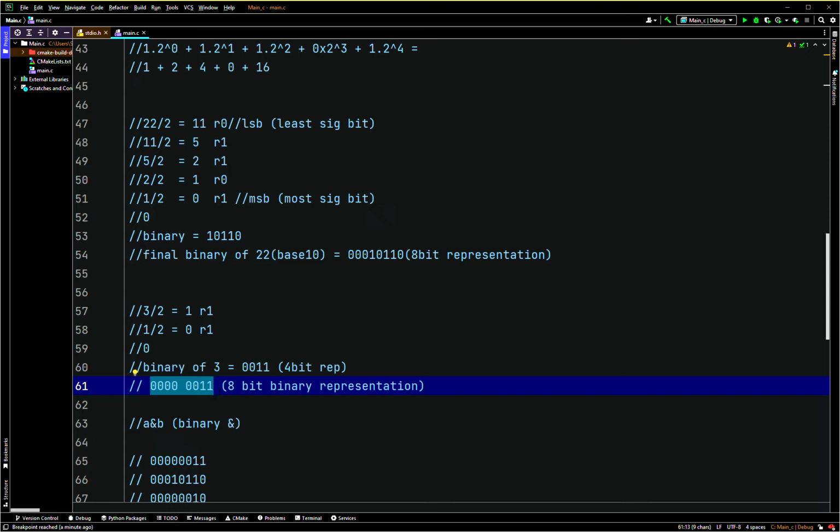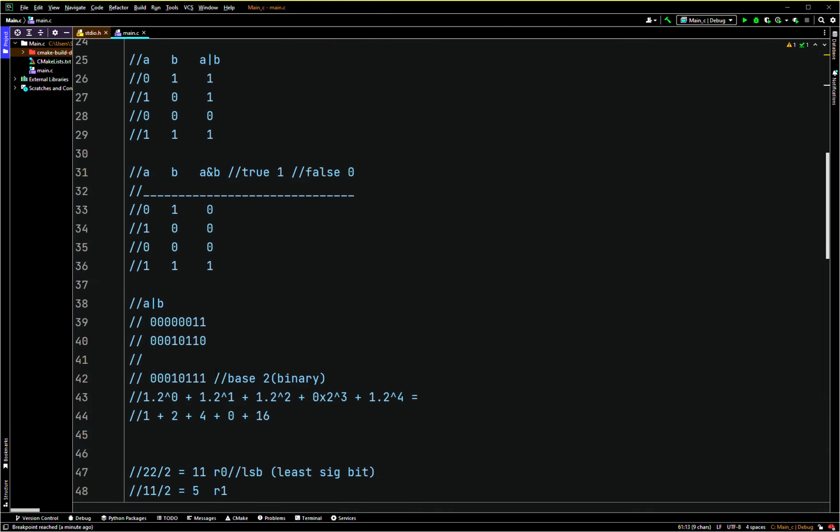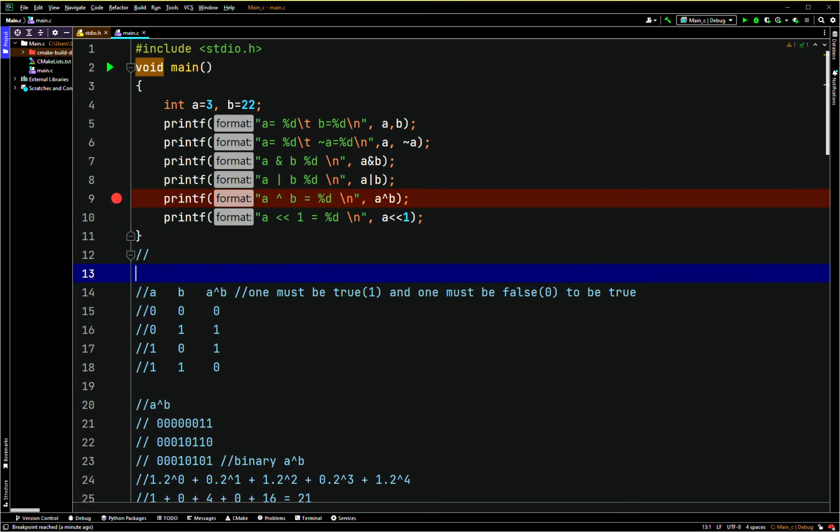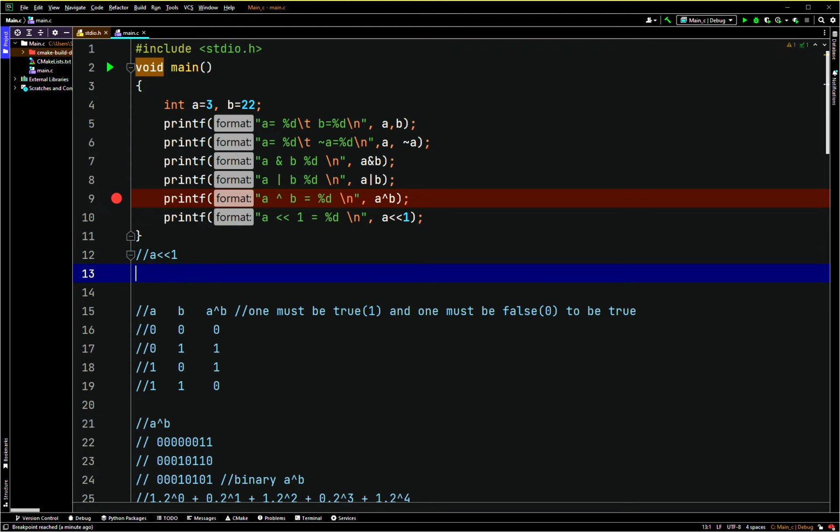So, left shift. Yeah, I think it does have to be done in 8-bit, I believe. So we have to take... So what we're going to do is, we'll say here we want a left shift 1. Is it 1 or 2? Oh, sorry, we want a left shift 1. So that's our binary 8-bit representation of 3.